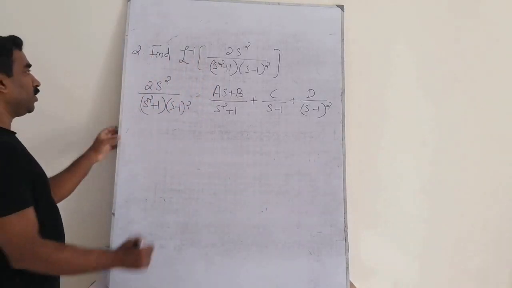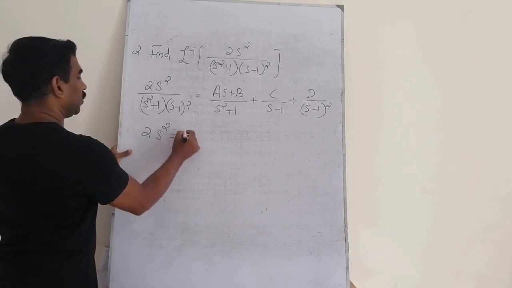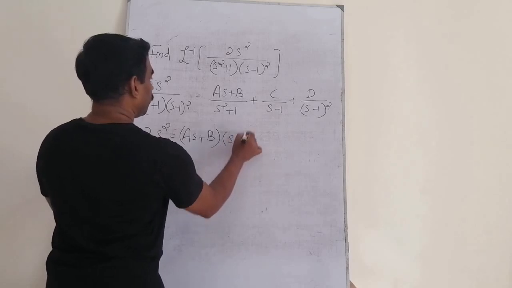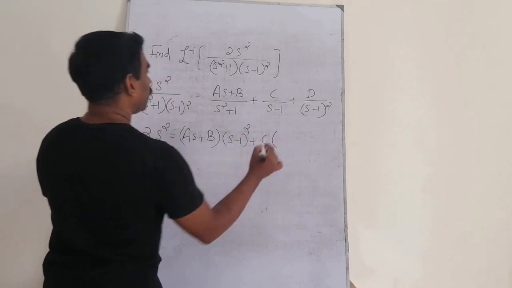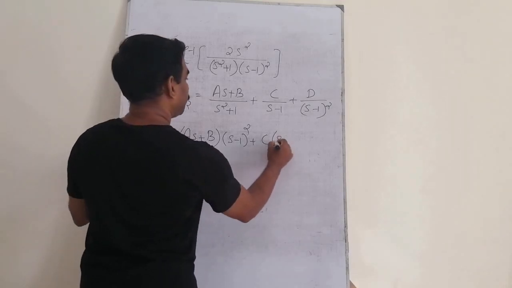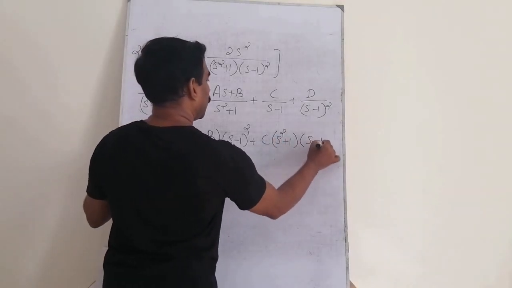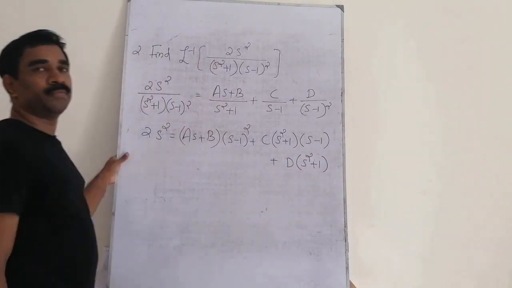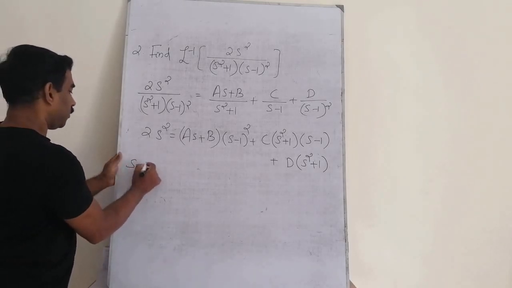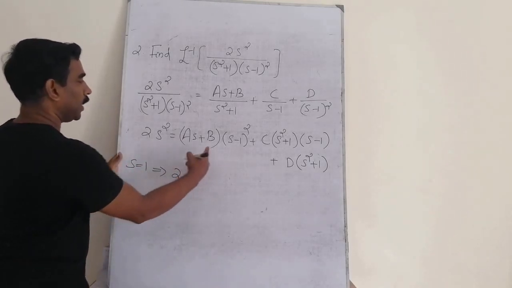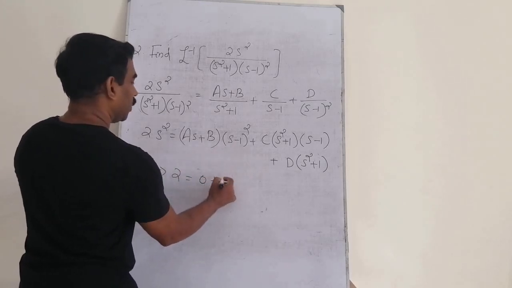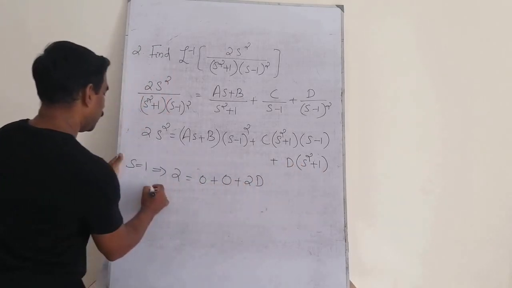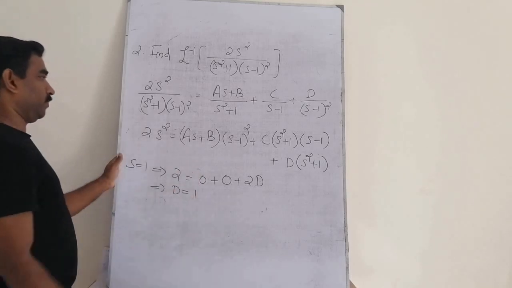Now taking the LCM and simplifying, we have 2s² equal to (as + b)(s − 1)² plus c(s² + 1)(s − 1) plus d(s² + 1). Now putting s equal to 1, the left-hand side is 2, and the first term goes to 0 because of this s − 1, the second also goes to 0, and we have 2d. So that implies d is equal to 1.